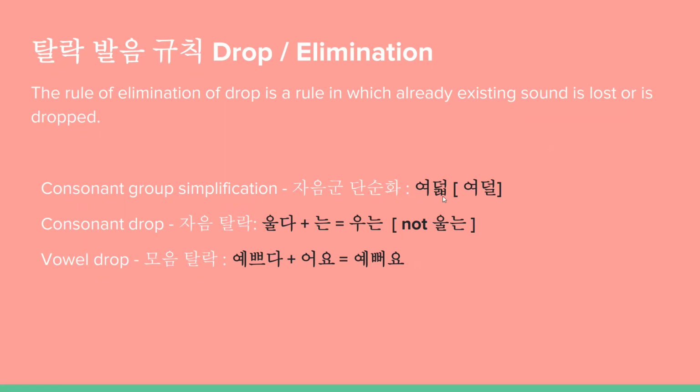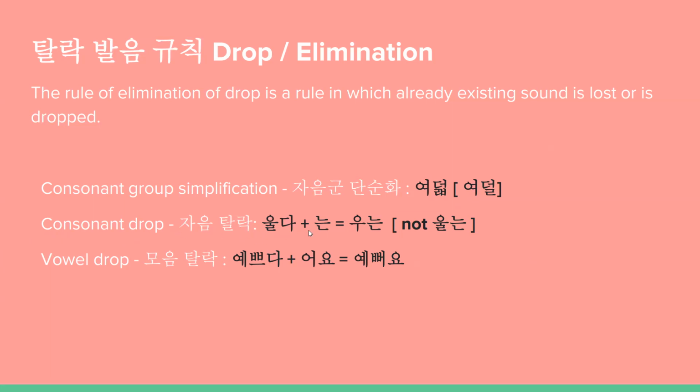We might want to pronounce both because there are two letters here, but because of the rule of consonant group simplification, we will just pronounce one consonant, either ㄹ or ㅂ. So because of the rule, when ㄹ and ㅂ meet each other, only ㄹ is pronounced. That's why we should say it with just the ㄹ. Number two, so we just omitted ㅂ, right?